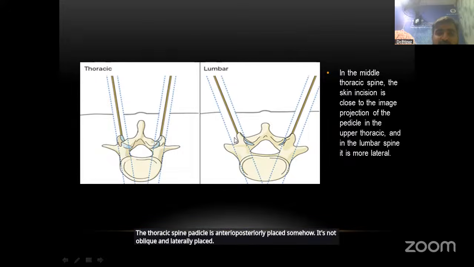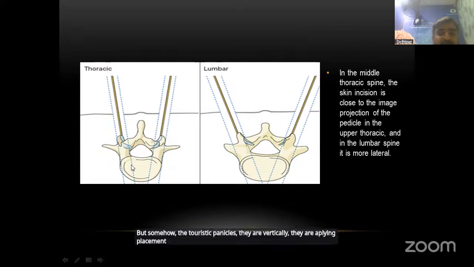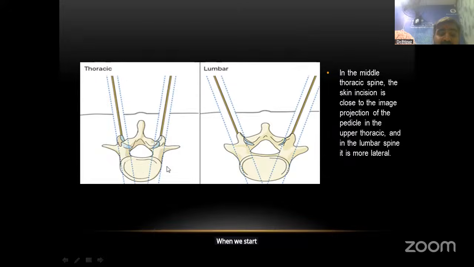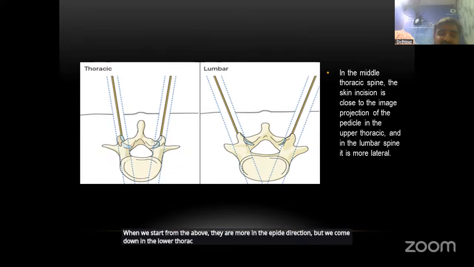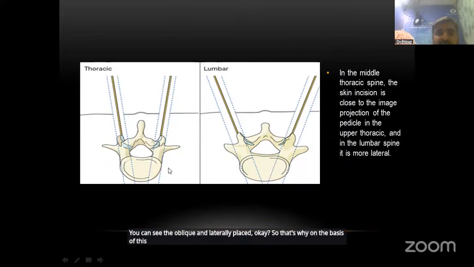Look here. The lumbar vertebrae are laterally placed, not in the AP line. But the thoracic pedicles are vertical, with AP line placement. When we start from above, they are more in the AP direction. When we come down to the lower thoracic spine, there is a transition, and they become oblique and laterally placed. So on the basis of this anatomy, our screw entry point and trajectory depend.